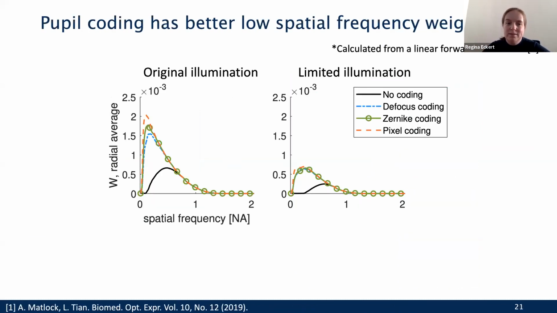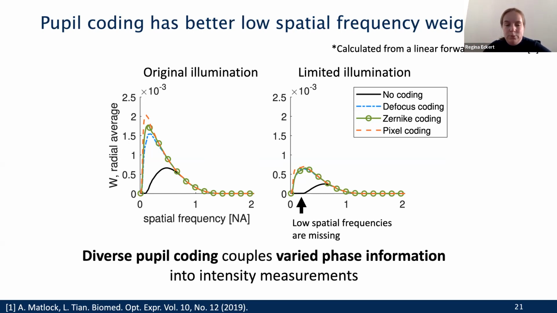The reason this happens is because this pupil coating actually introduces better low spatial frequency weighting. There's a lot here, and we can talk about this more if people want to. Basically, what you're looking at here is that as we limit the illumination angle, the spatial frequencies represented in the weighting of the different measurements are reduced when we don't have coating, but stay fairly high when we do have this pupil coating element. Which means that this diverse pupil coating couples varied phase information into our intensity measurements.